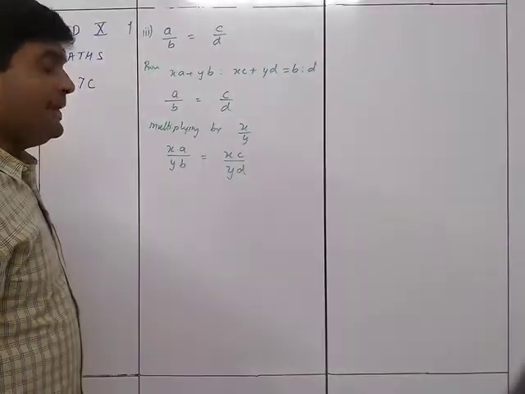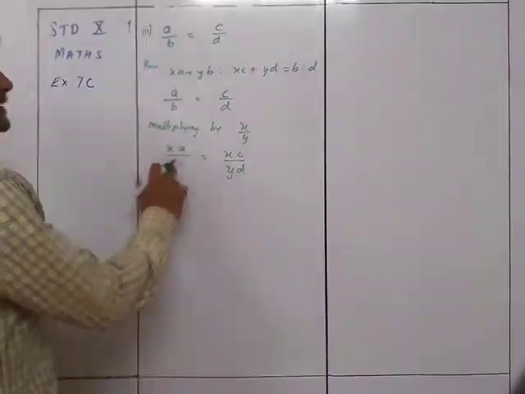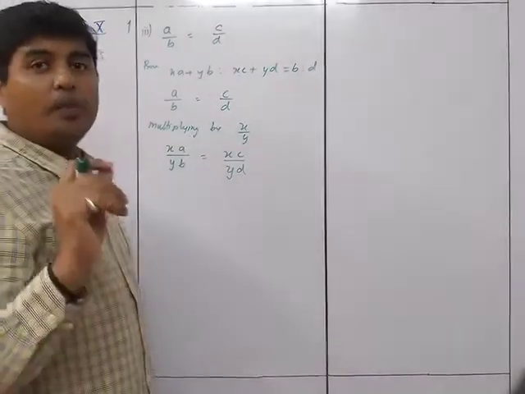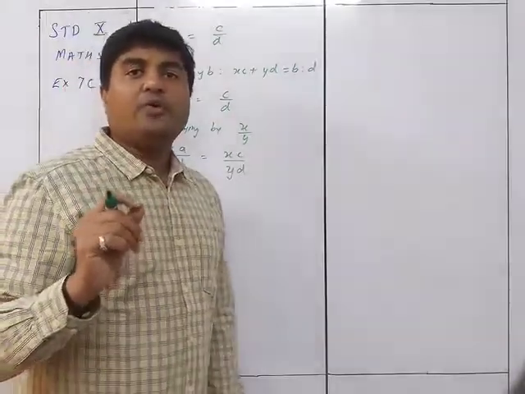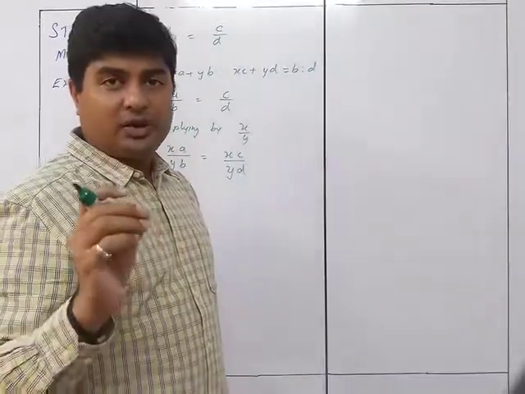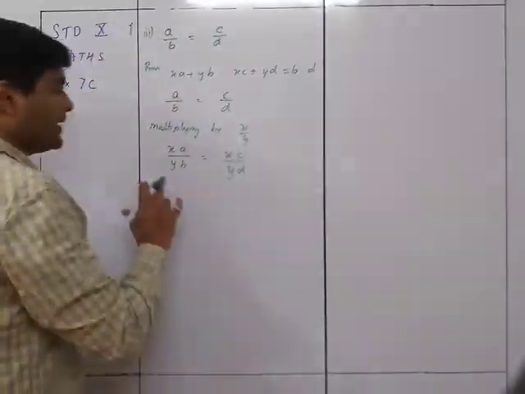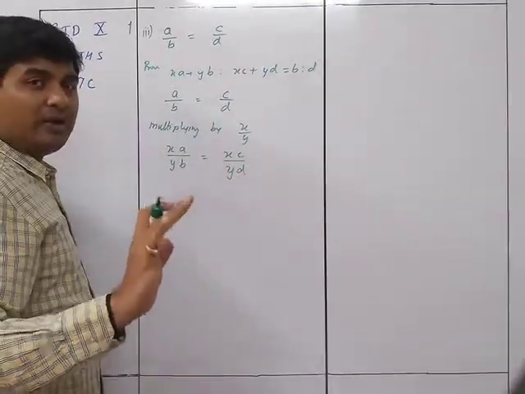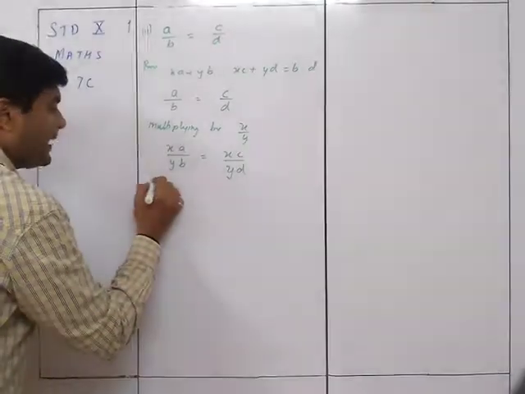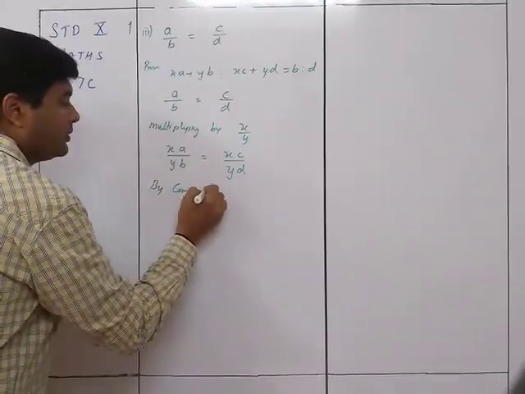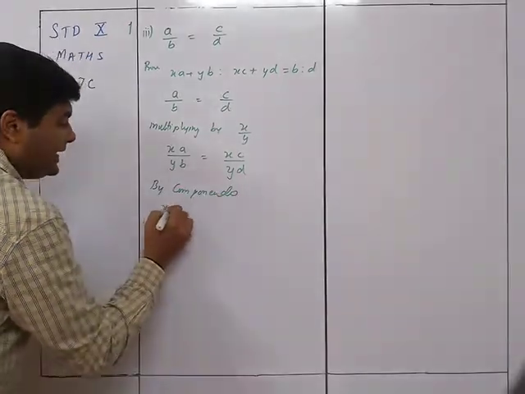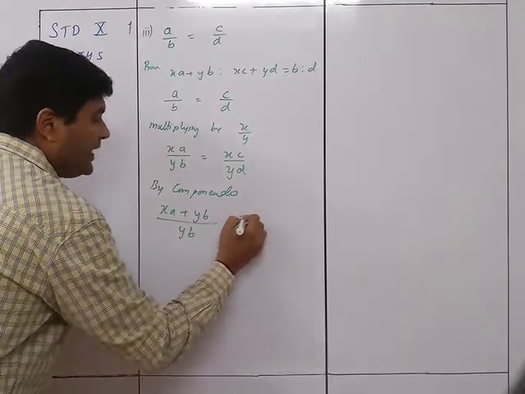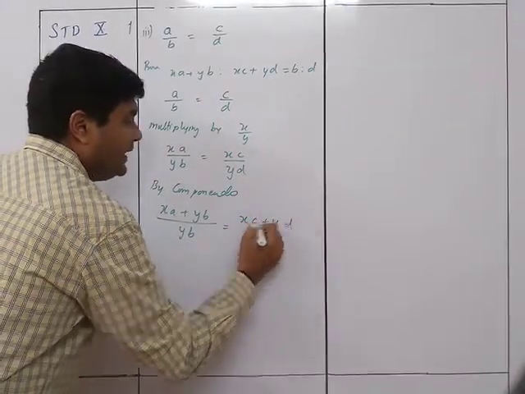Clear? Now what we'll do is that because I want only one side, I don't want the negative at all. That's why I'll do only componendo. See, componendo is there for having only numerator plus denominator upon denominator. So here what I want is just the plus sign. I don't want the negative sign. So I will not use dividendo. I will use only componendo. So by componendo, what do you get over here? xA plus yB upon yB is equals to xC plus yD upon yD.